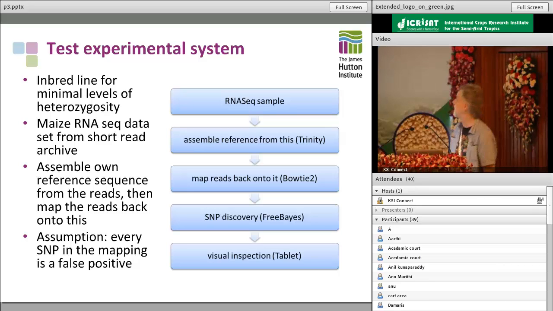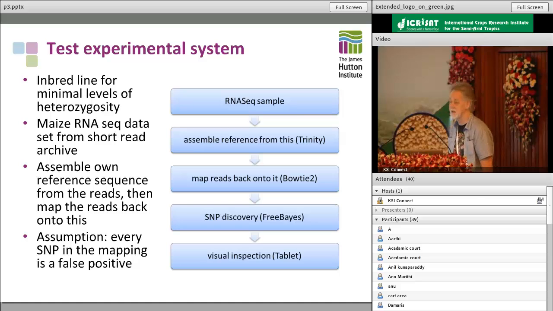We took RNA-seq data, and from this data set we generated our own reference assembly. And I will say that you can find differences depending on the assembly method. We then mapped the reads back onto the assembly and then did SNP discovery. At the time, we tended to use Freebase as our SNP discovery tool. And one of the things we do a lot of, and my group's quite well known for, is visual inspection. We like visualization because we like to see what we're actually doing. We like to understand what's going on under the hood.